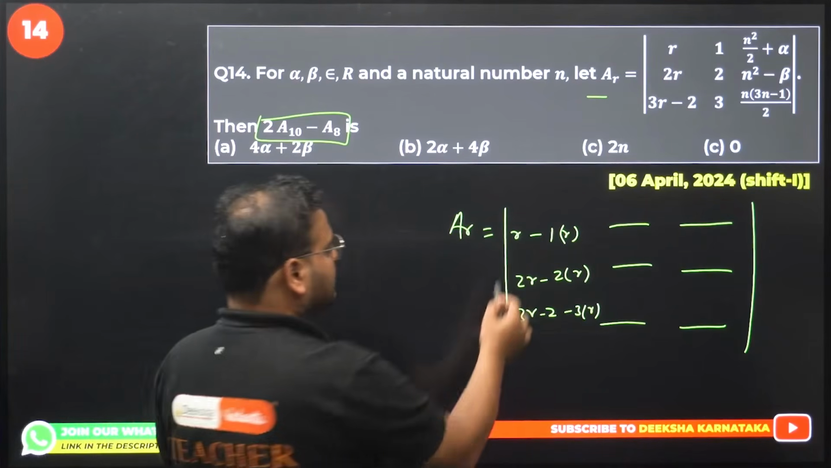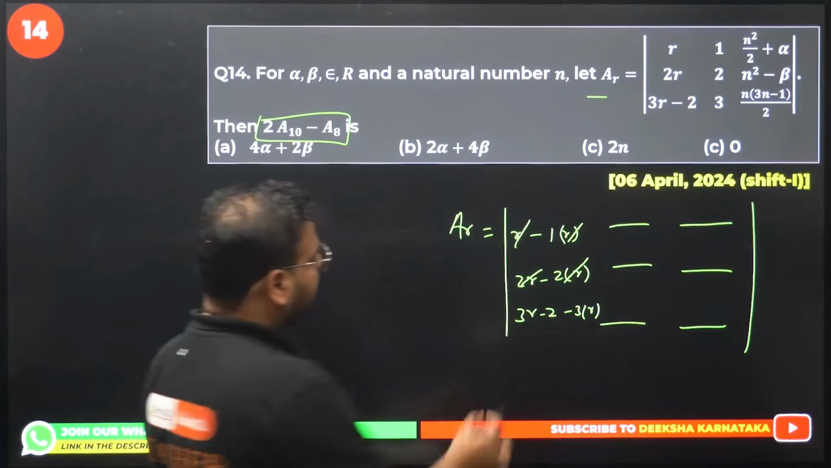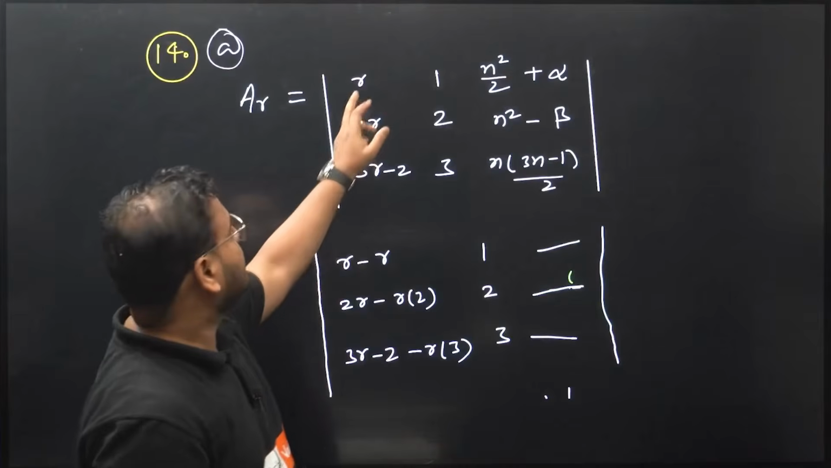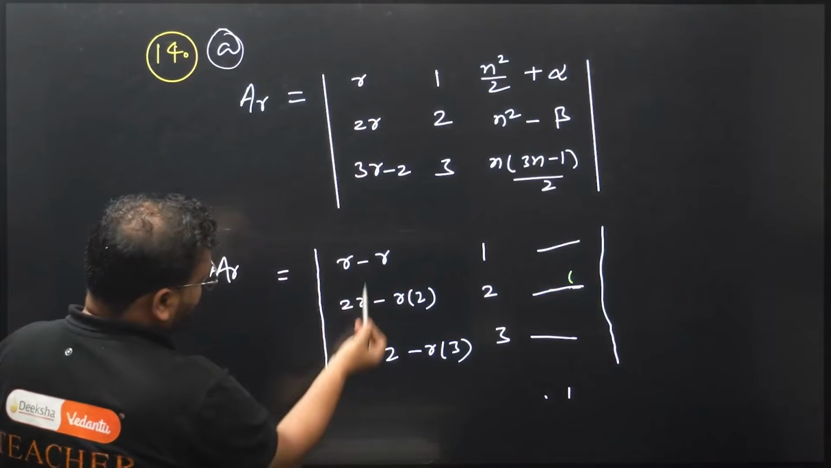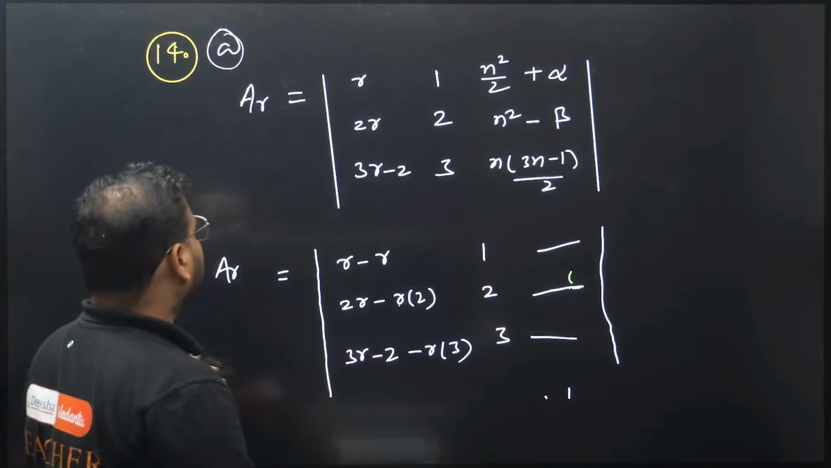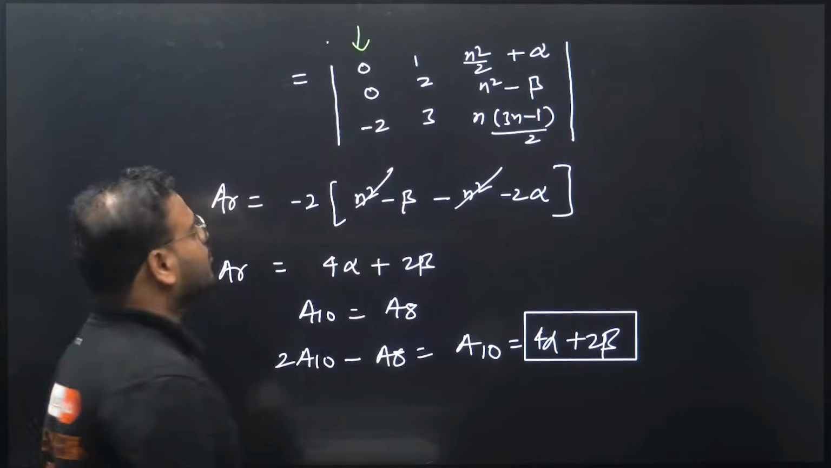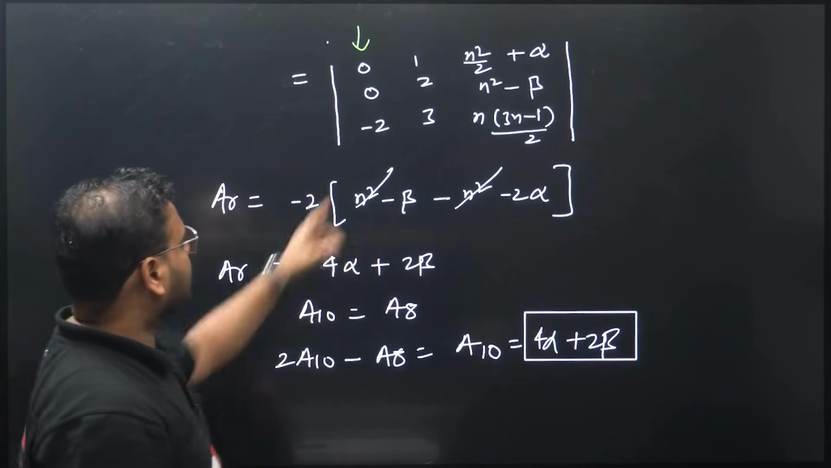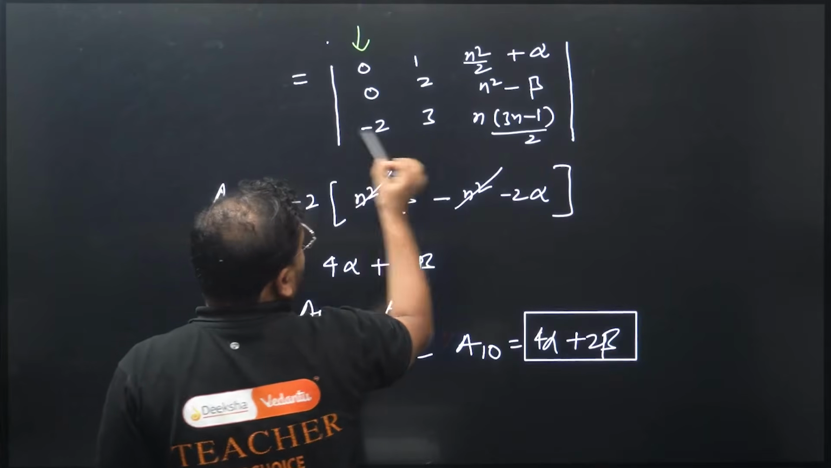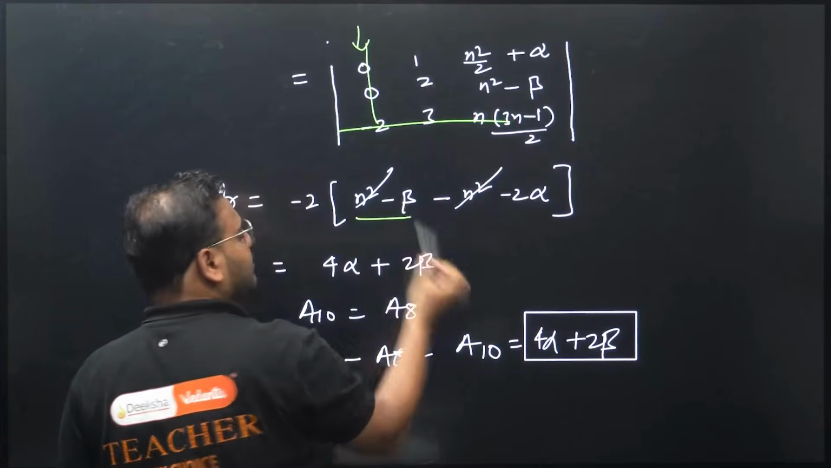When you do that, this will become 0. It will be 0 again, and the last term will be what, dear? Minus 2. Last term will be minus 2. So your answer will become 0, 0 and minus 2. Then you find the determinant value of AR across the first column. So you'll have only minus 2 left. So minus 2 times, remove this for this element. This and this is removed. You get n square minus beta times 1, which is simply n square minus beta.